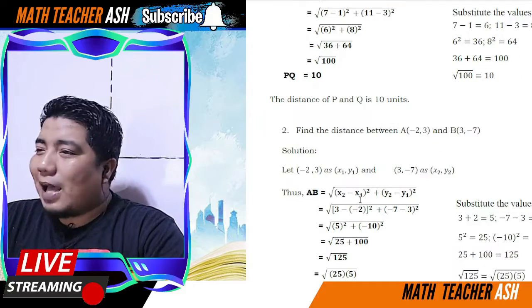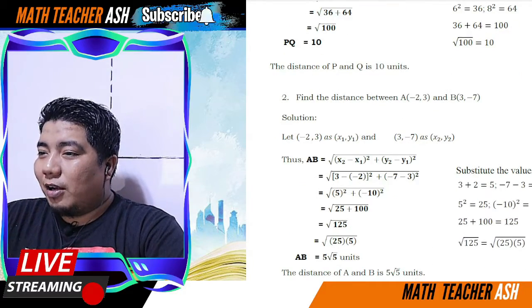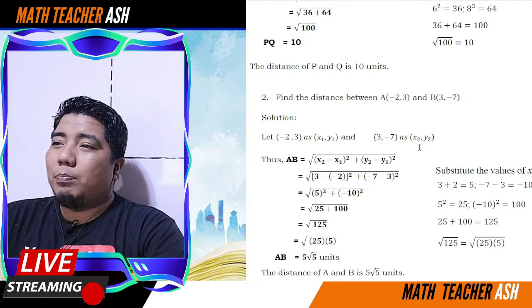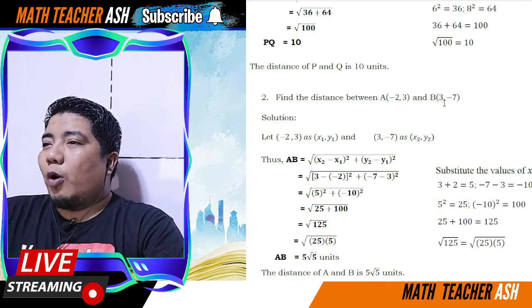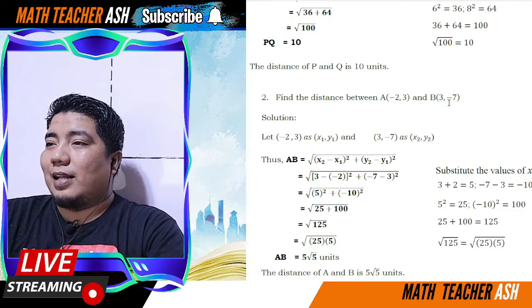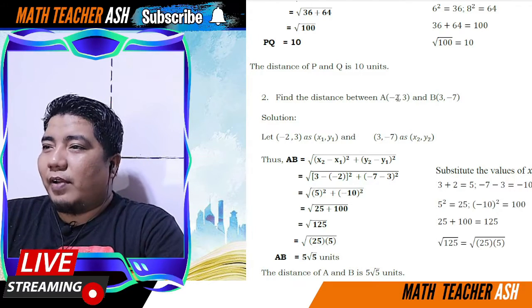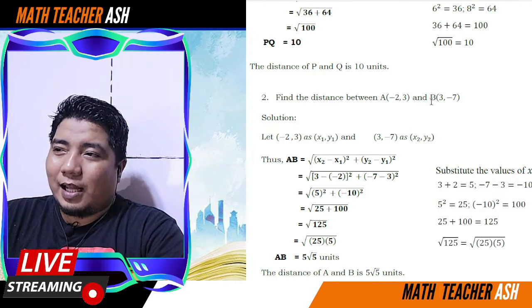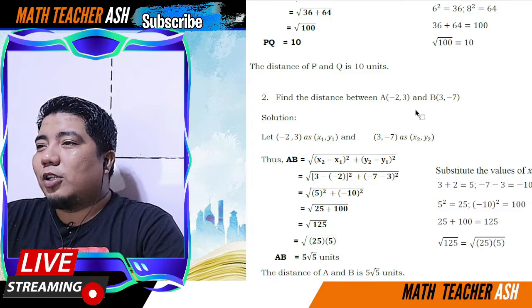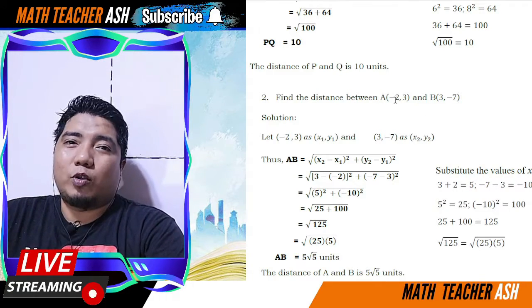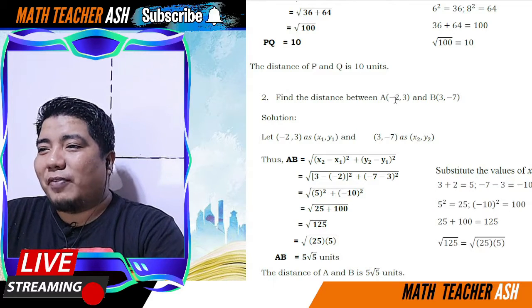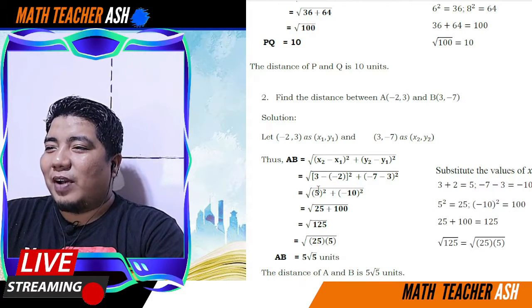How about another example? So we have here point A and point B. Point A is located at (-2, 3). Point B is located at (3, -7). So, ano ba ang mga x natin? Ano ba ang mga y coordinates natin? So, ito yon, 3 minus -2. So, 3 minus -2, that will become 3 plus 2, that will become 5. Alright. So, we have 5 here.